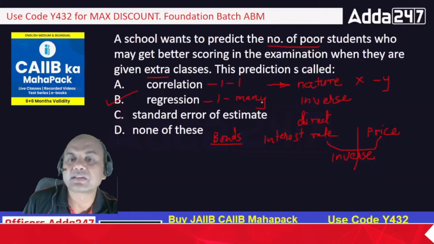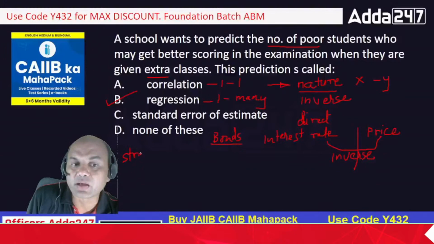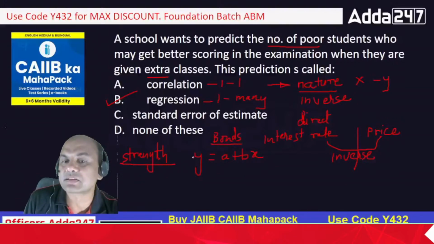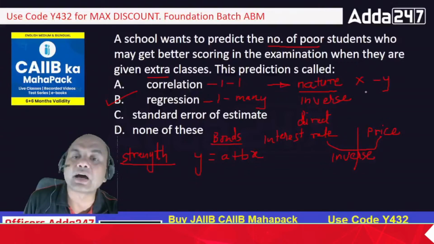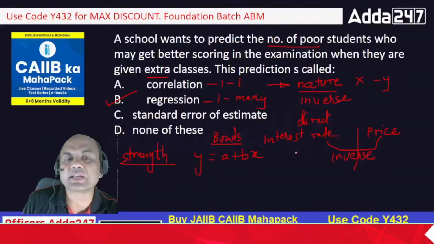correlation. What about regression? Correlation gives you the nature, but regression gives you the strength. Strength means how strongly they are related to each other. That is given by the regression equation. We have this y equals a plus bx. Always remember, regression will always be an equation and correlation will always be a single number. It's always r. It's called the coefficient of correlation. Okay, r always lies between.